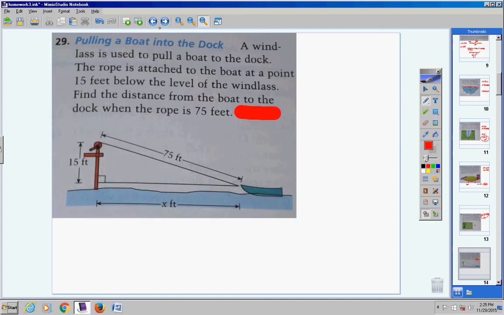Alright, number 29. A windlass is used to pull a boat to the dock. The rope is attached to the boat at a point 15 feet above the level of the windlass. We have to find the distance from the boat to the dock when the length of the rope right here is 75 feet. Well, this is nothing more than geometry from last year. You have a right triangle right here, and we're just finding the missing length of one side.